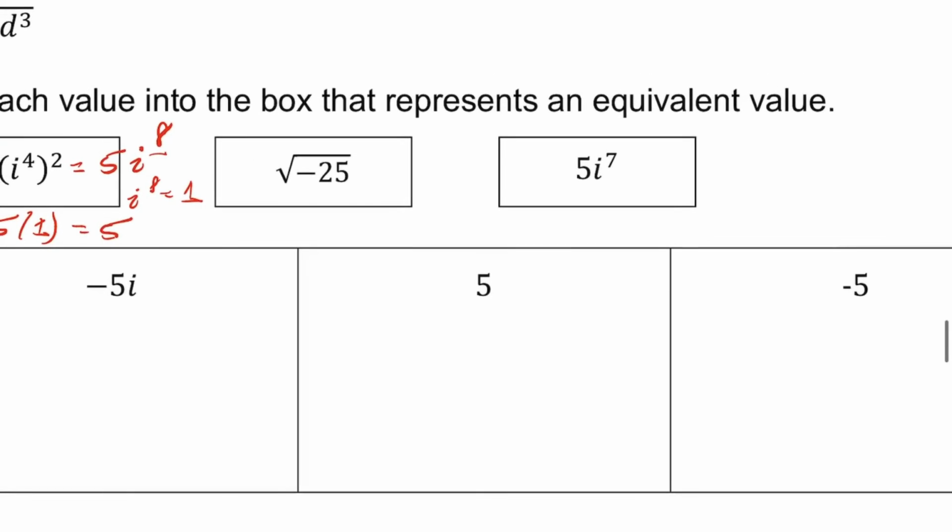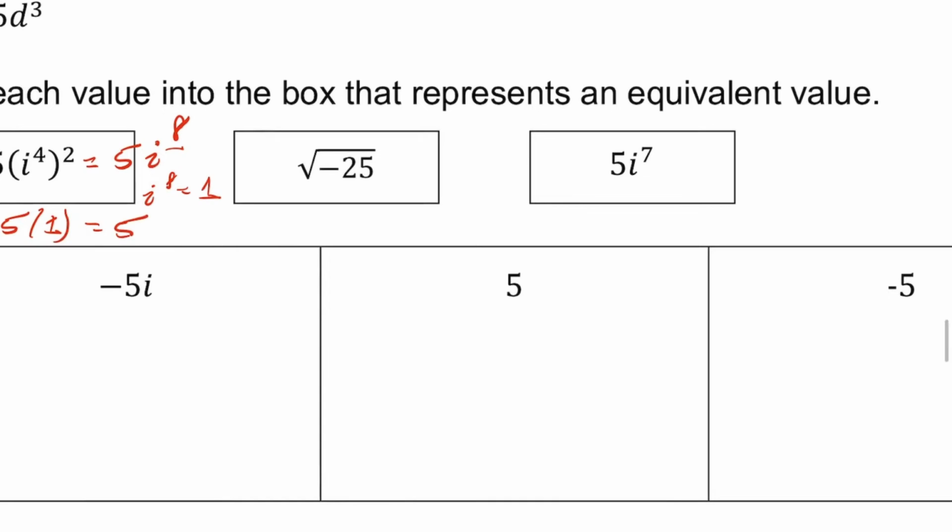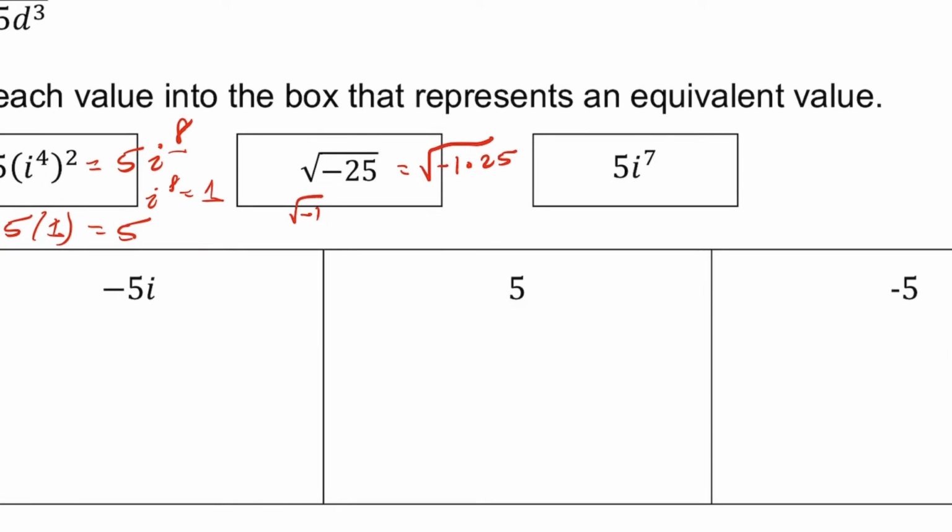Then moving on to the square root of -25, we can rewrite that as the square root of -1 times 25. And we know that the square root of -1 is i, and the square root of 25 is 5, so this gives us 5i.